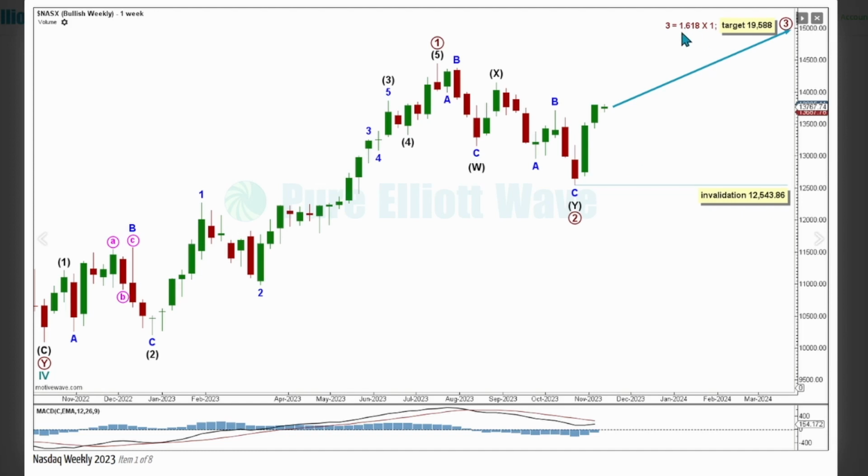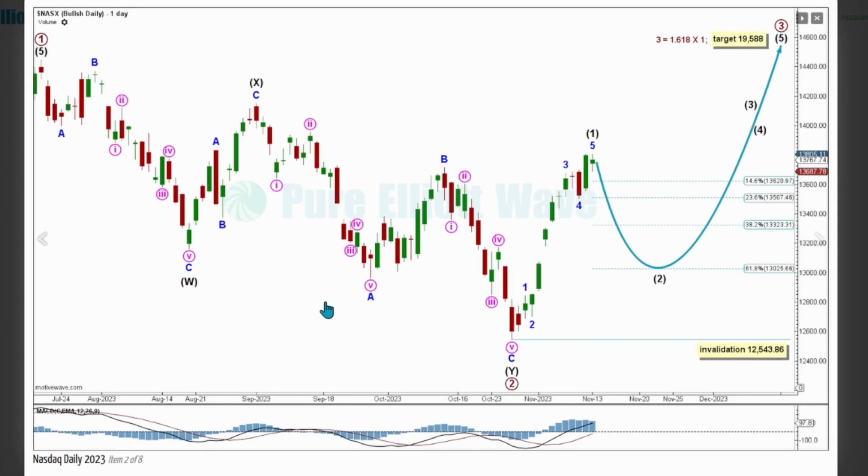Primary wave 3 has a target calculated at 19588, the 1.618 Fibonacci ratio of primary wave 1. And within primary wave 3, no second wave corrective movement can move below its start at 12543.86.